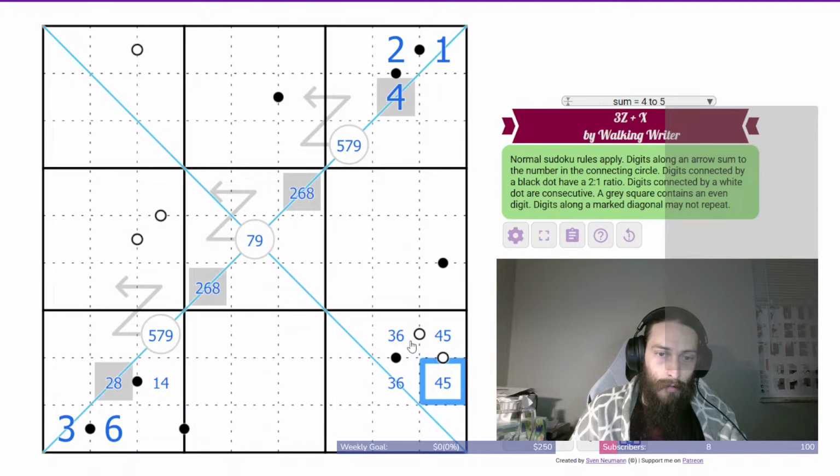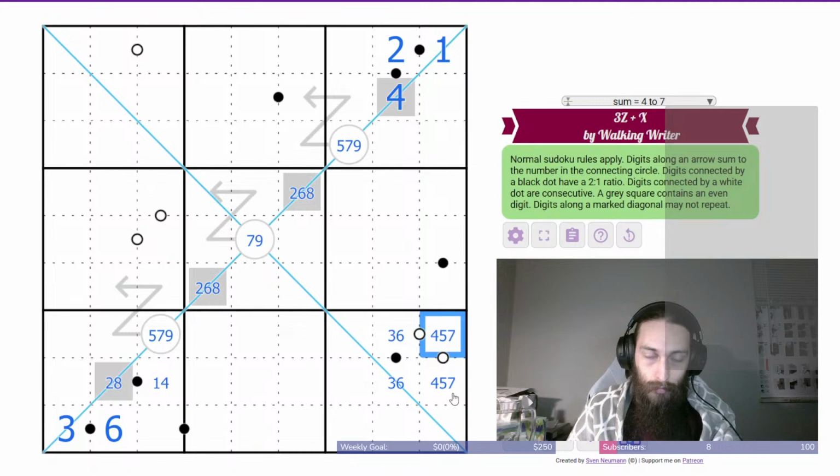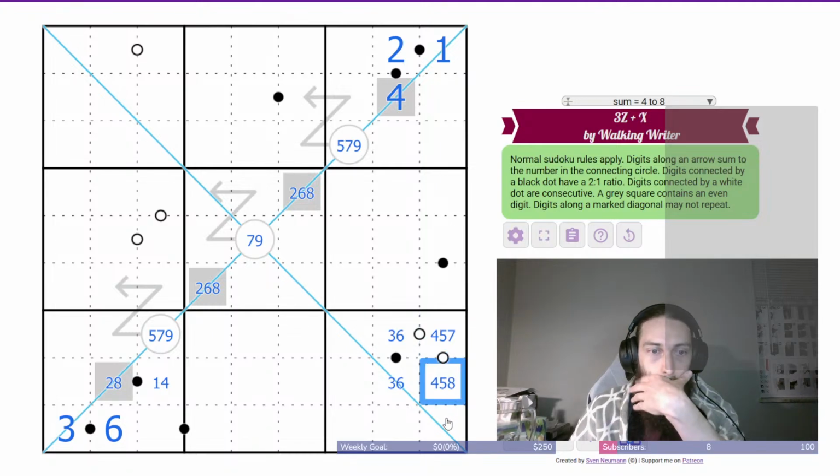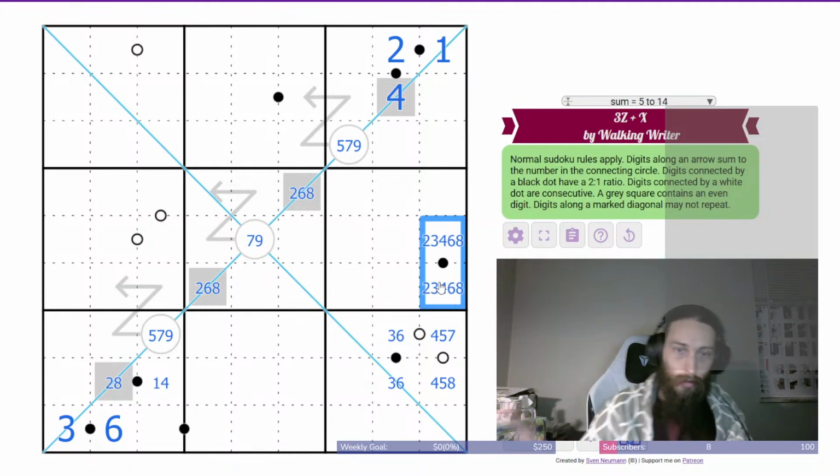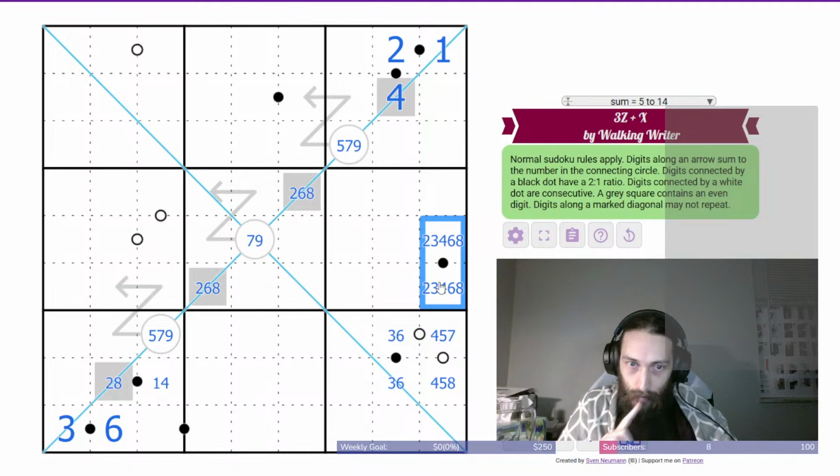Uh-huh. And it could also go up, 7, 8. Now what about this black dot? 3, 4, 6, 8. It's not a 1. So it either has a 4 on it, or it's 3 and 6.